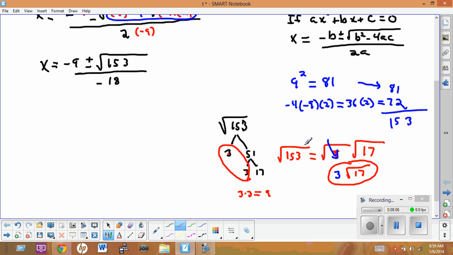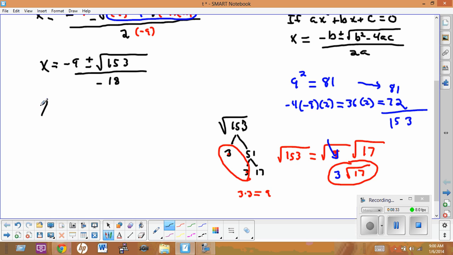Okay, if you didn't quite understand how we went from the square root of 153 to 3 squared times 17, stop the video and re-listen to this part, and we'll try it again. It's all about the pairs. Pairs are perfect squares. Another way to look at it: if it's a pair, then it comes out in front. If it doesn't have a pair, it stays underneath. Okay, moving on.